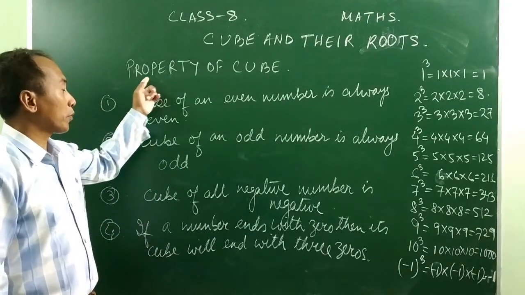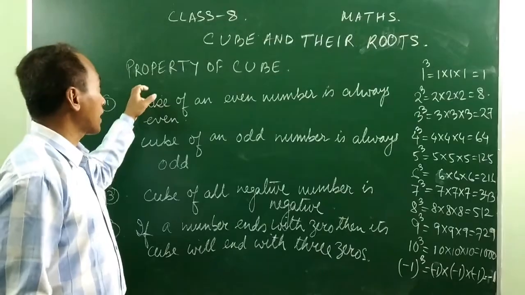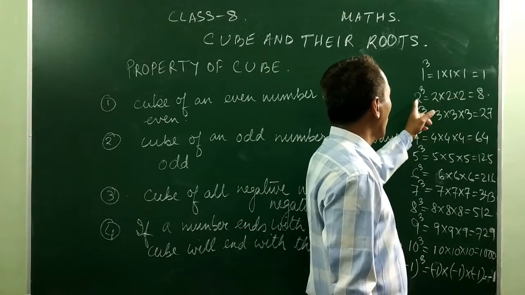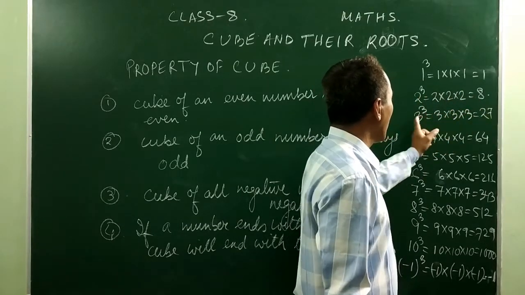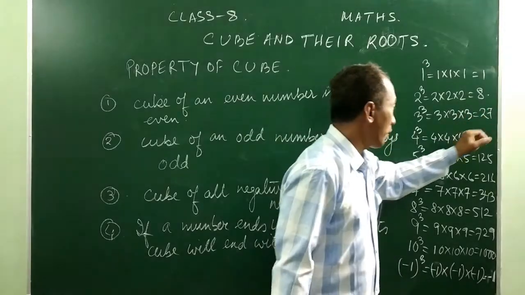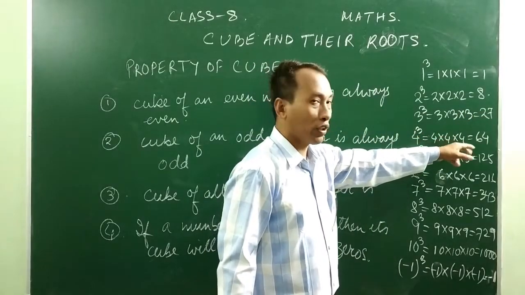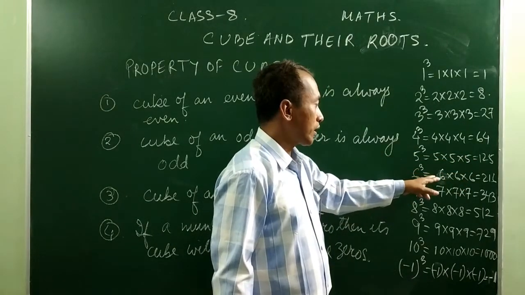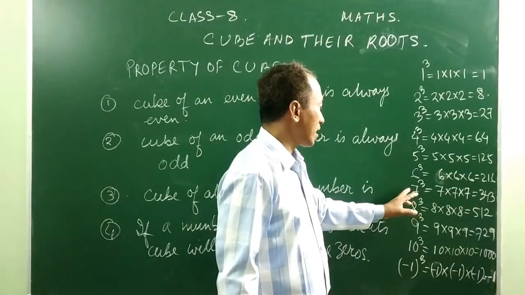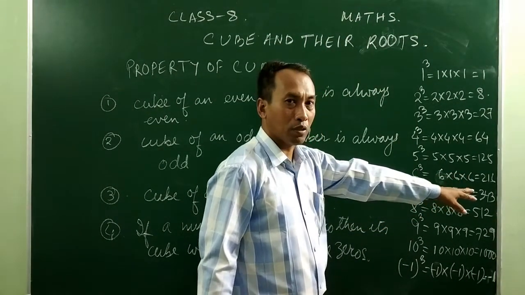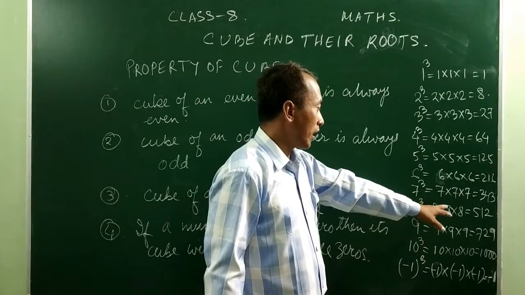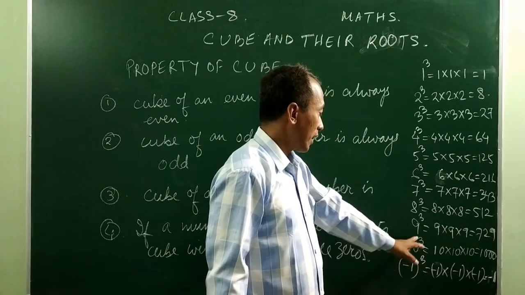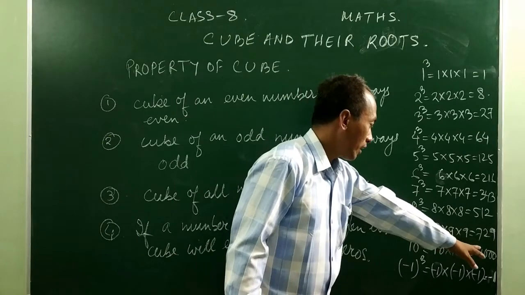Now we are going to study the properties of cubes. While we study the properties, I have written down here: 1 cube equals 1 into 1 into 1 is 1. 2 cube is 2 into 2 into 2 is 8. 3 cube is 27. 4 cube is 64. 5 cube is 125. 6 cube is 216. 7 cube is 343. 8 cube is 512. 9 cube is 729. 10 cube is 1000.